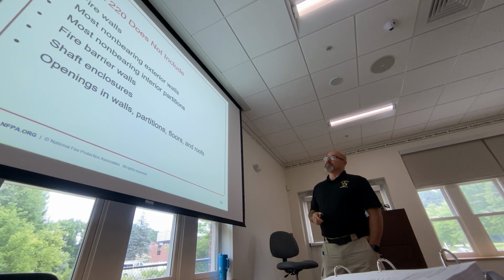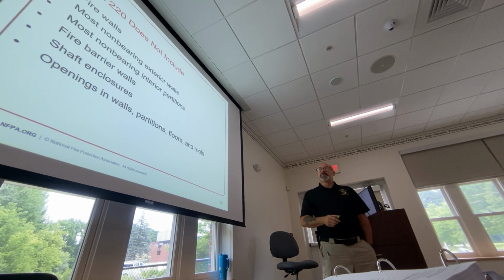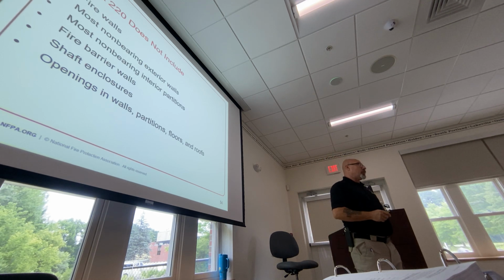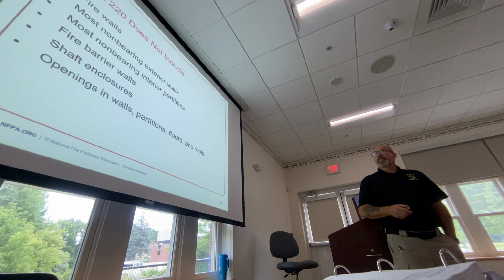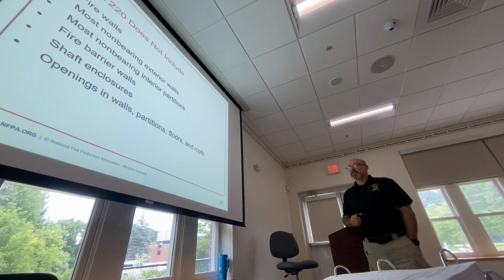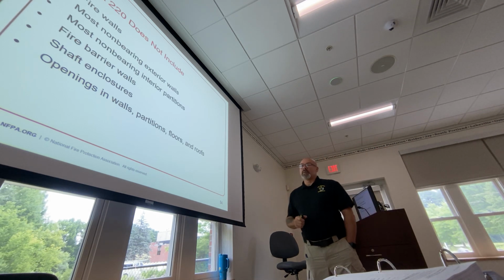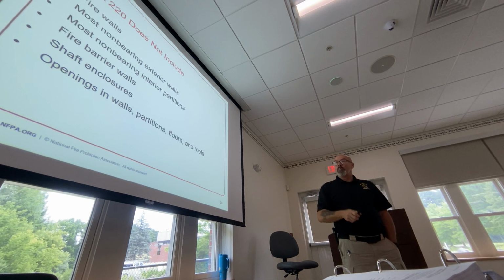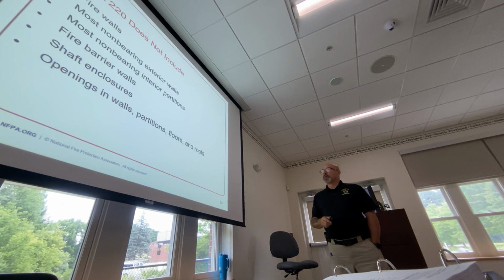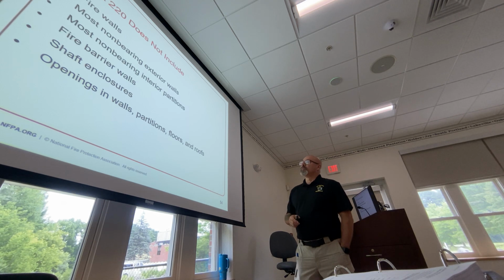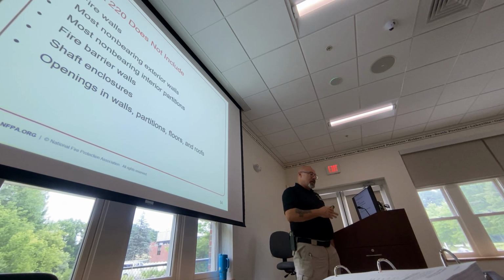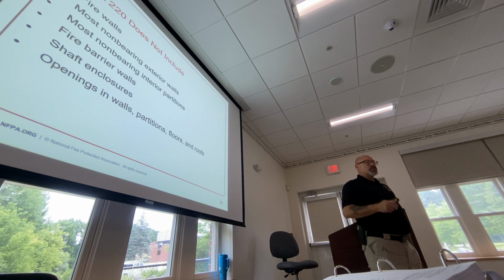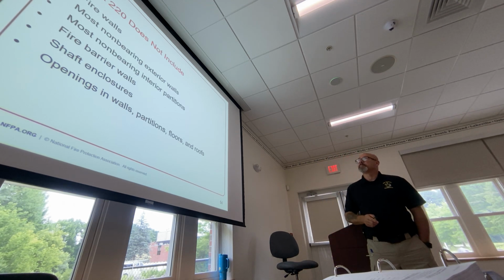NFPA 220 doesn't include fire barriers. Again, fire barriers and fire walls are in NFPA 221. It doesn't include shaft enclosures either. The Life Safety Code covers all of that, the shaft enclosures, and NFPA 1 as well. It doesn't include openings in walls, partitions, floors, and roofs. So it's 100% based on the construction only, the supporting structure of the construction.